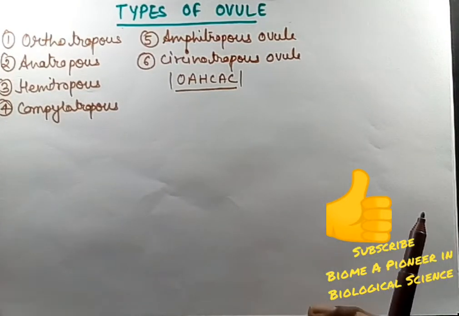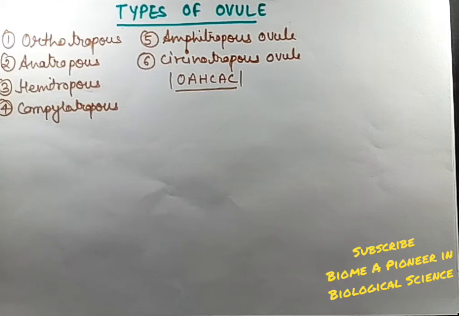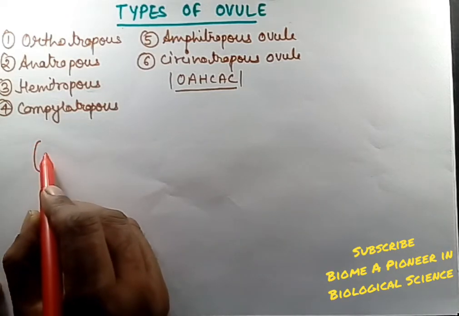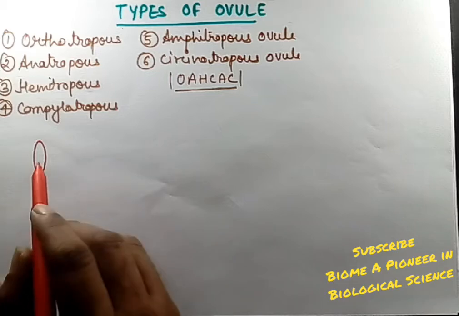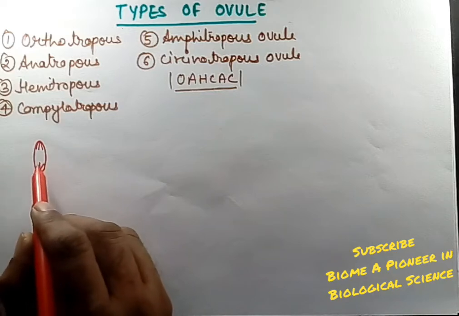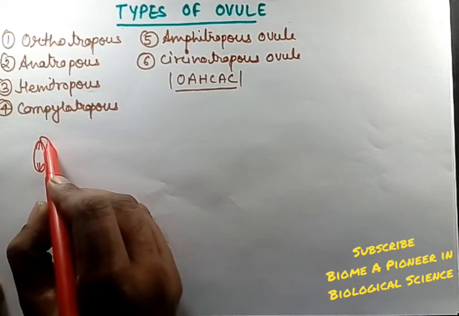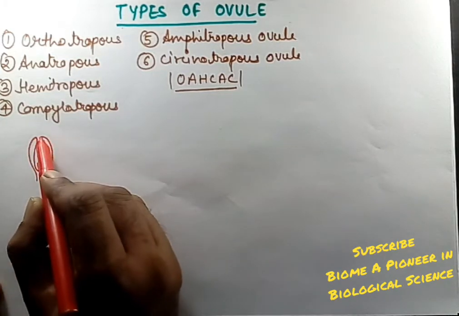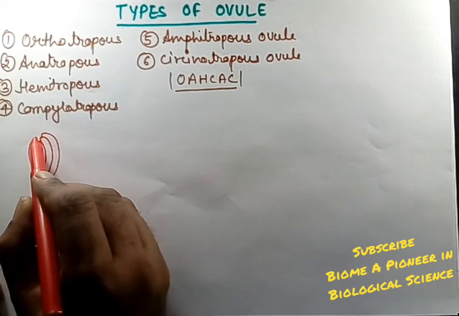So what is the difference between the orthotropous, anatropous and hemitropous, and what is the difference in campylotropous, amphitropous and circinotropous? We are going to draw the structure of orthotropous first, then hemitropous, anatropous later on. Please see the structure. As we have studied previously, this is the embryo sac having 3 structures. This one is 3. What is this? This is the space between the integuments, called micropyle.